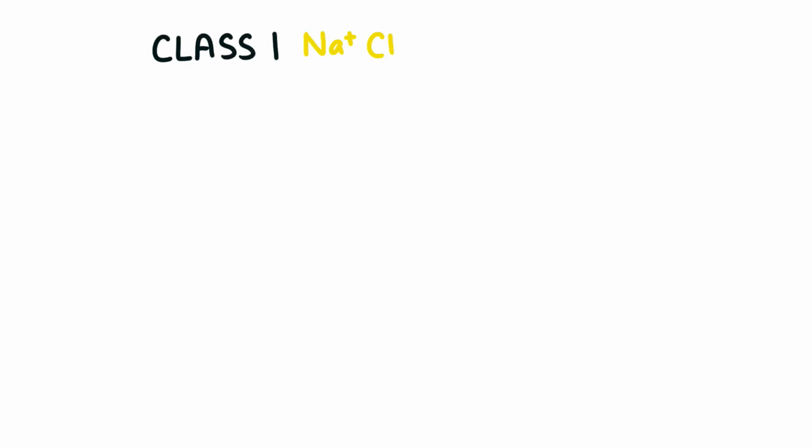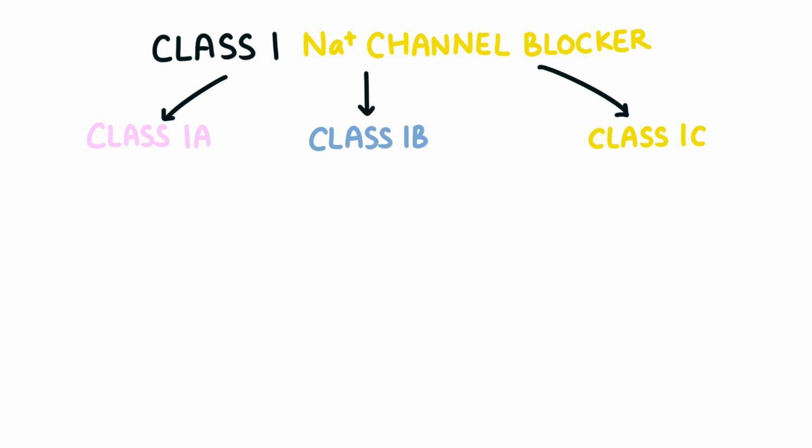Now let's dive back into antiarrhythmic drug classes. We will first look at the Class 1 sodium channel blockers. These drugs are divided into 3 main subclasses: Class 1A, Class 1B, and Class 1C. Let's start with Class 1A. We have quinidine. There are a few things to be aware of.